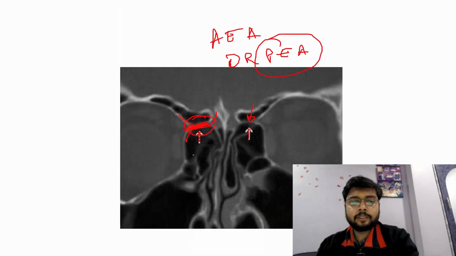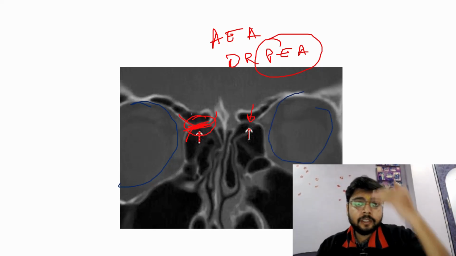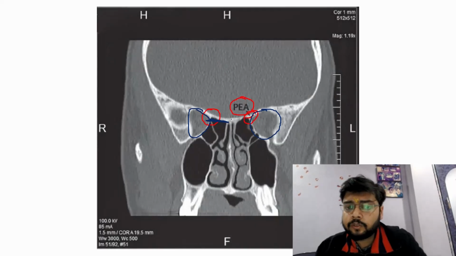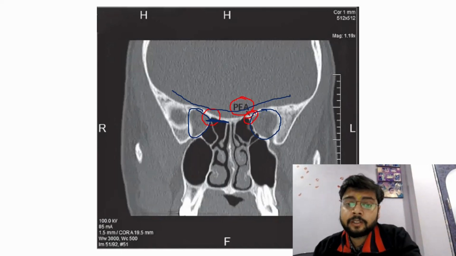Just see the comparison, right? Here you see this big orbit, right? So this is your anterior ethmoidal. Another thing is you will anteriorly anterior ethmoidal, so you will be able to see frontal sinus in the CT scan. Here you see there is no frontal sinus, this is whole skull base, right? No frontal sinus because पीछे की तरफ है posterior ethmoidal artery.